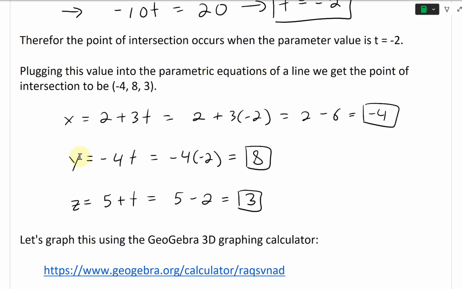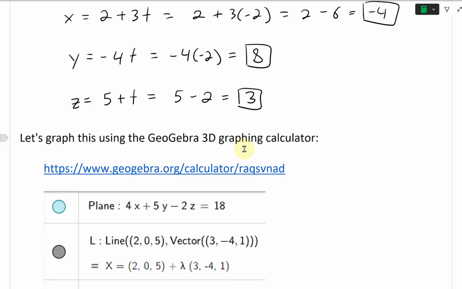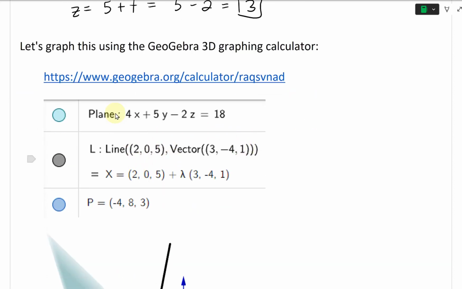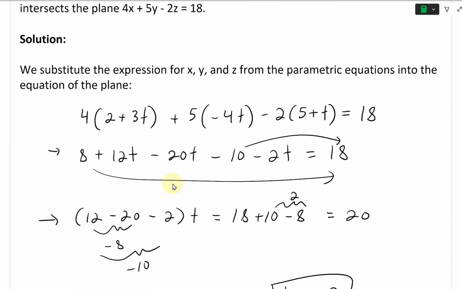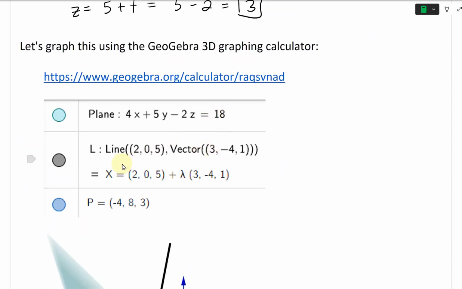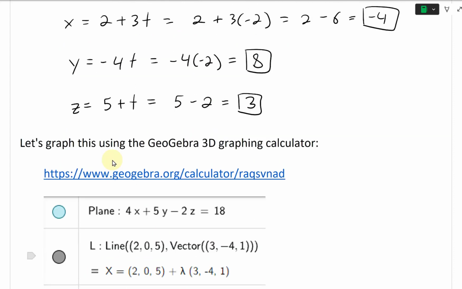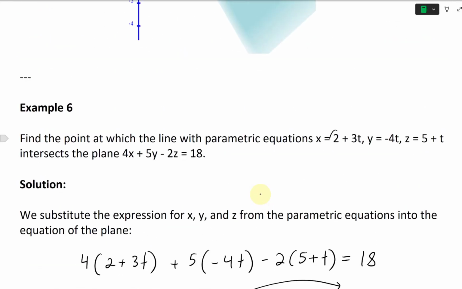All right, and continuing further, we can graph this as always using the GeoGebra 3D graphing calculator. I like it. It's pretty epic stuff. You can double check your work and get some more insight. So here's the plane 4x plus 5y minus 2z equals 18. And then you can draw a line, with the initial point (2, 0, 5). That's the starting point. You can see that from the parametric equations: there is the 2, the 0, and the 5.